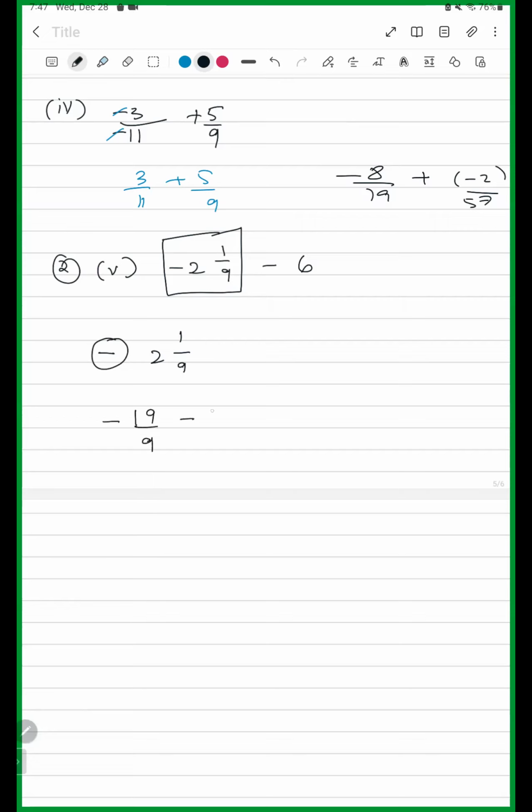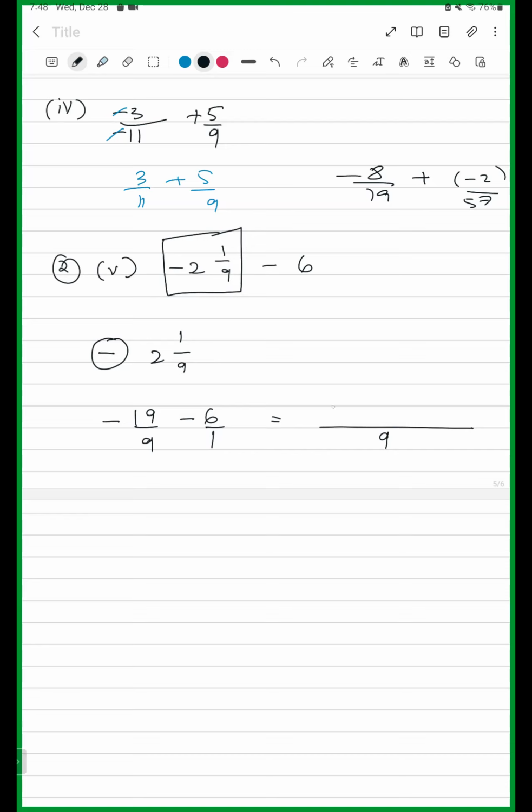Hai na, this minus 6. Acha, tell me about minus 6. Can we write it as 6 by 1? Yeah. Ab aage bataiye, how will we further solve this? What is the LCM? 9. So it will be 9 plus 6 by 9.